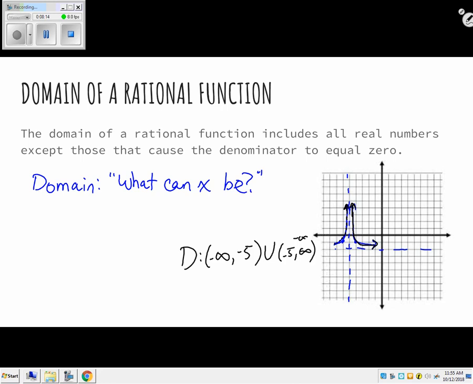My domains are going to look something like this tonight. Eventually, we're going to get to a point where we can graph these and do domains. But for tonight, I just want to find domain using the function notation. And it says that it's anything that causes the denominator to equal 0. Anything except those numbers.